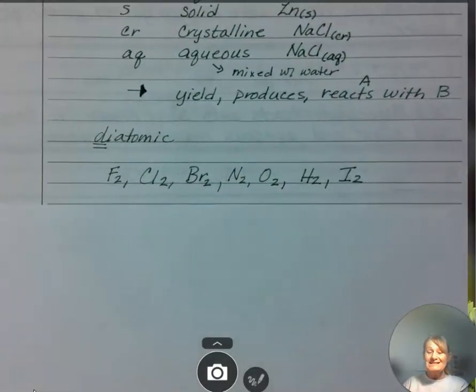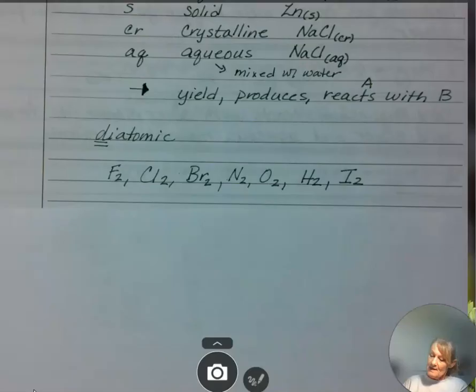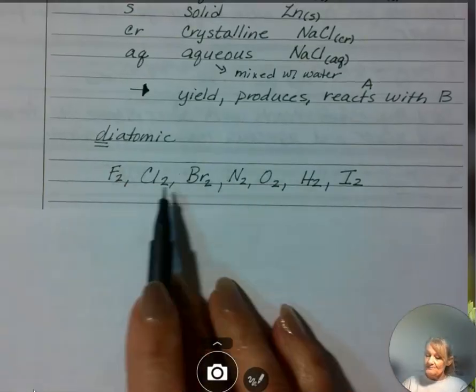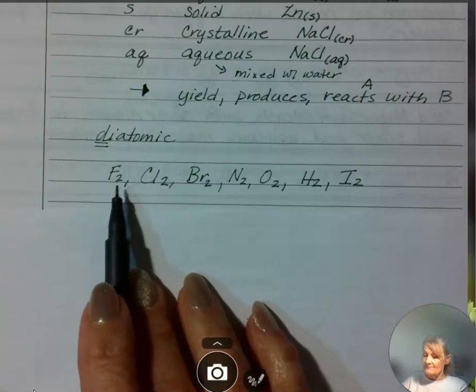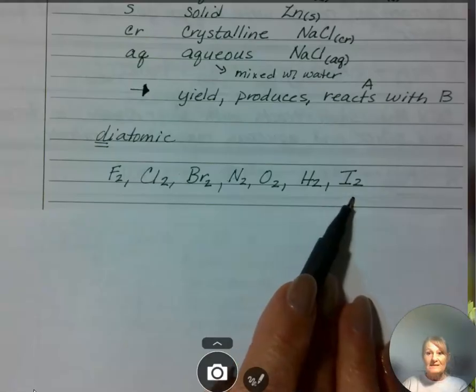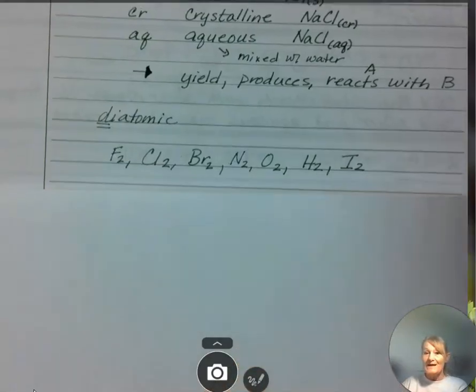The next thing I want to remind you is your diatomics. You're going to see these a lot coming up. Just remember that any of these, you have to have those memorized, those 7. They all are found in nature in pairs. They're never found alone. So they all have to have the subscript 2 there when they are by themselves in a reaction.